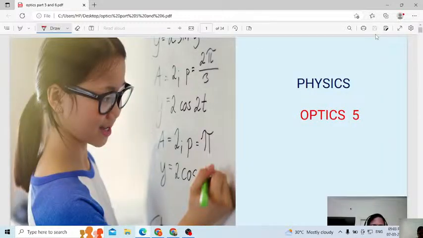Okay, understood everyone? Any doubt you have here? Very interesting, no, this one? Still so much is there, don't worry. I have not completed even 50 percent of optics; I still have to complete it.